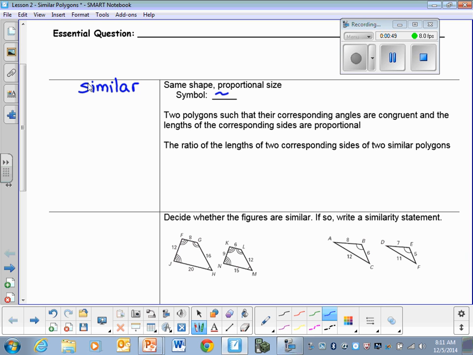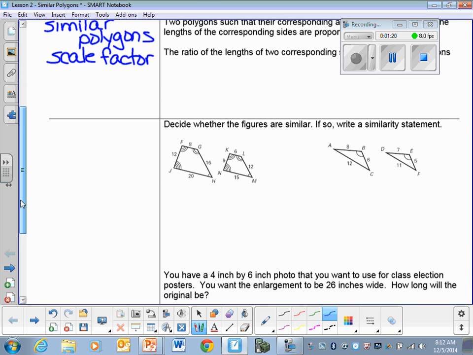Two polygons such that their corresponding angles are congruent and the lengths of the corresponding sides are proportional are similar polygons. And our last vocabulary word, the ratio of the lengths of two corresponding sides of two similar polygons, is called the scale factor. All right, let's take a look.